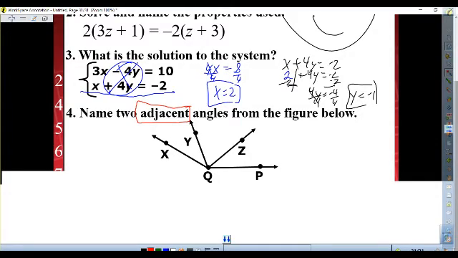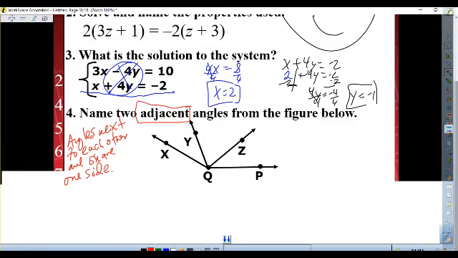What are adjacent angles? Adjacent, by the way, the word means next to. Is that correct? So in reference to angles, they are angles next to each other and share one side. Angles next to each other, but they share one side.